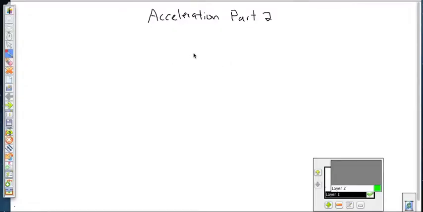Here we are at acceleration part 2. So in the last one, we sort of learned that acceleration is any sort of change in velocity. So, average acceleration equals any change in velocity which occurs over a change in time. This can be handy if you know what the average acceleration is. You can actually predict different velocities at different times.